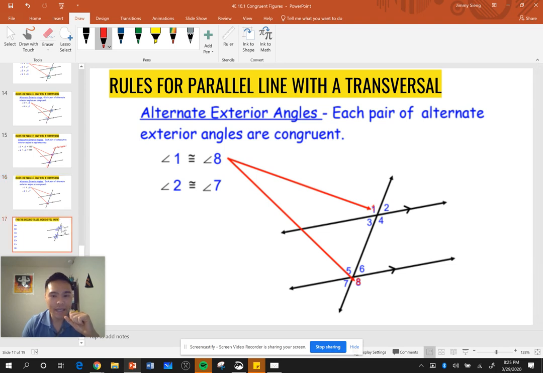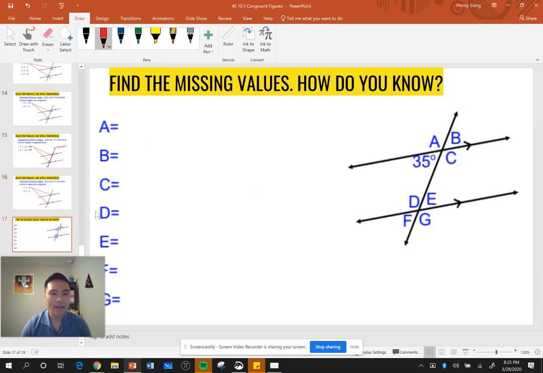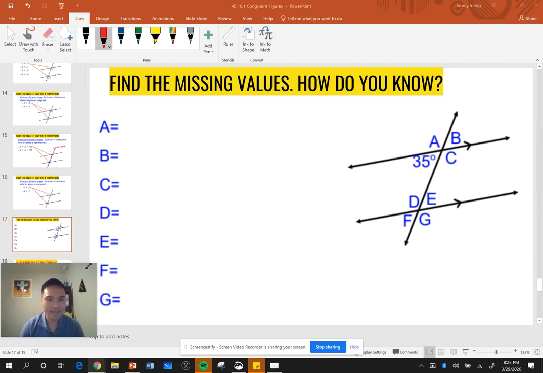But let's go into an example, okay? So now I got this example. A lot of stuff going on here, isn't it? So I can see that I have to find the missing values, and I need to also talk about how I know what those missing values are, okay?